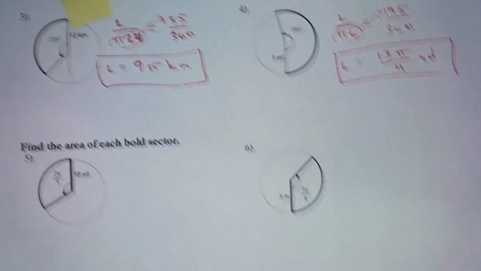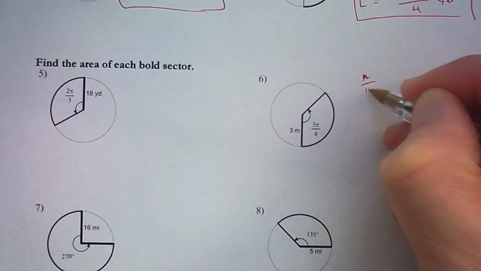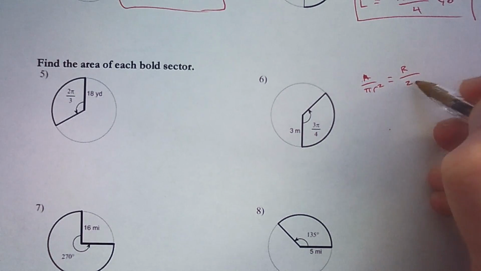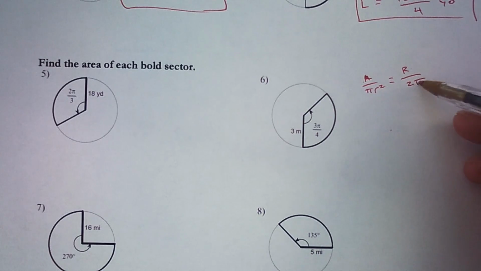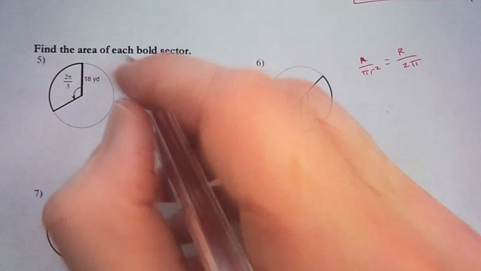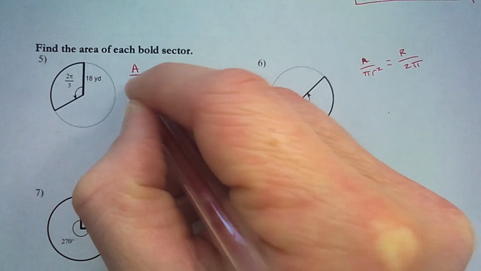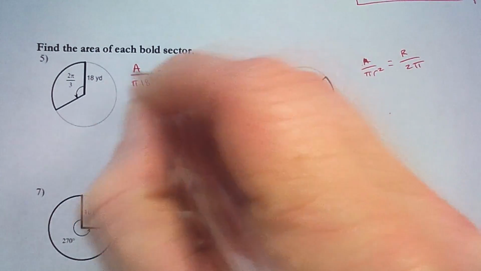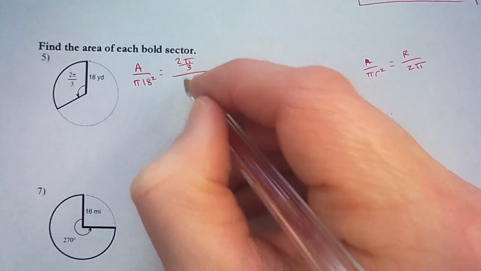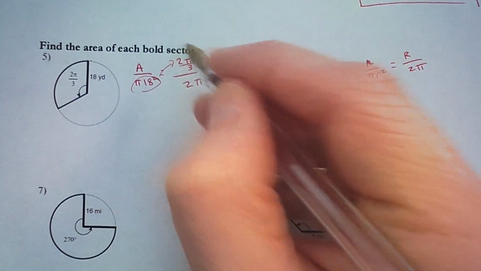Okay, so the formula for sector area is the area over pi times radius squared is equal to the number of radians over 2 pi, or if it's in degrees, it's the number of degrees over 360. Okay, so here, the area of the sector, we'll call it A, is to pi r squared, pi 18 squared, as the radian measure, 2 pi over 3, is to the radians all the way around a circle, which is 2 pi. Okay, so I will multiply this across.